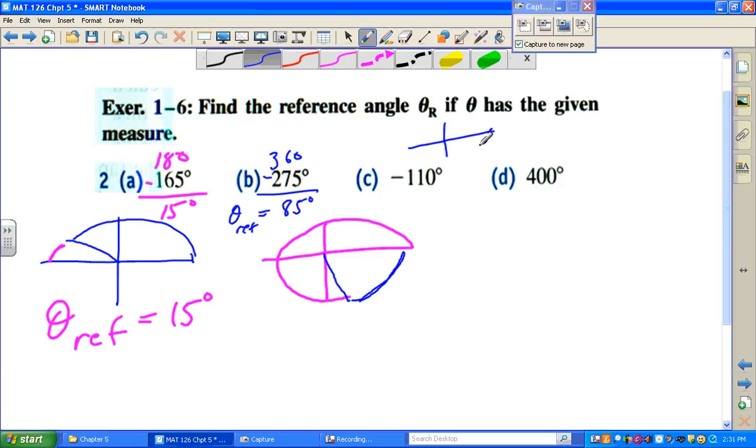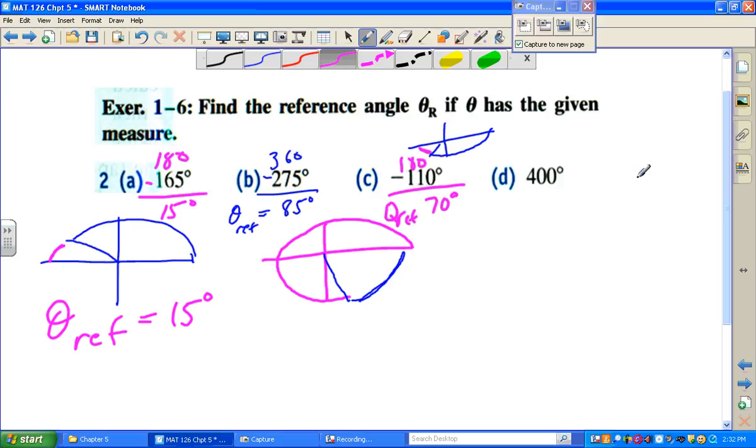Negative 110, which quadrant does that go to? The third. So I go to negative 110 right here. To find the reference angle, I have to go up there. How far is it? 70. So 180 minus 110, 70 degrees. That's the reference angle.